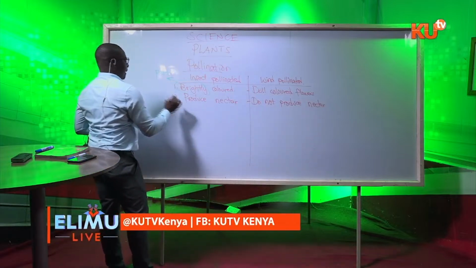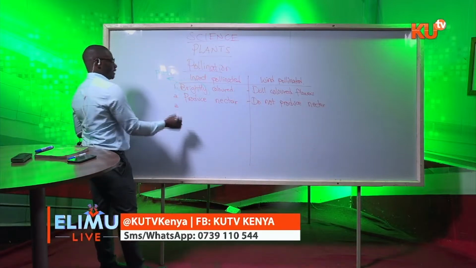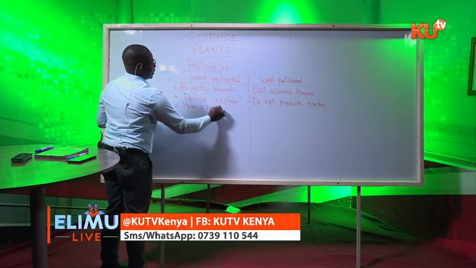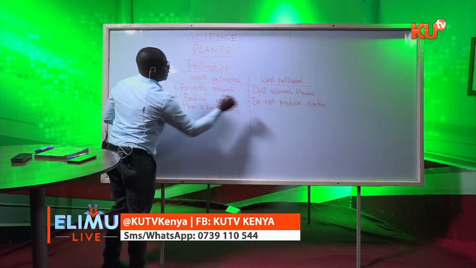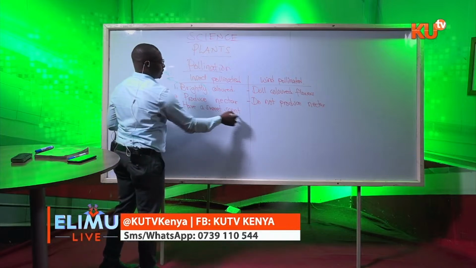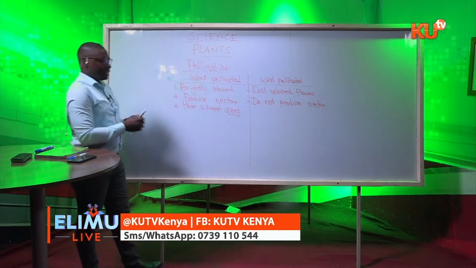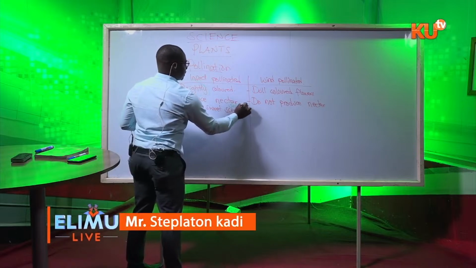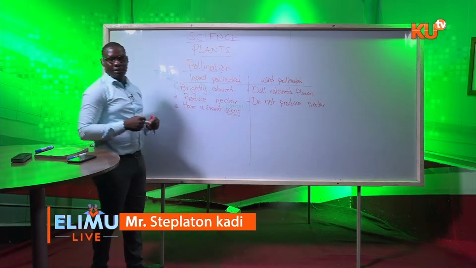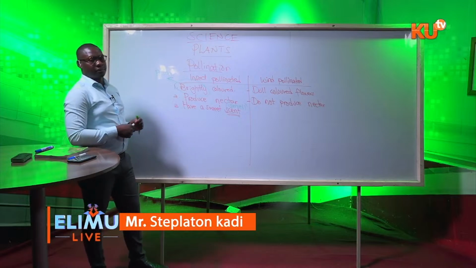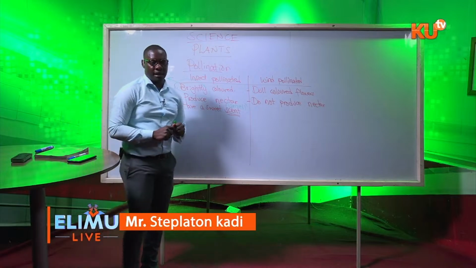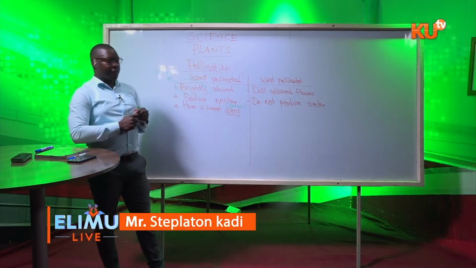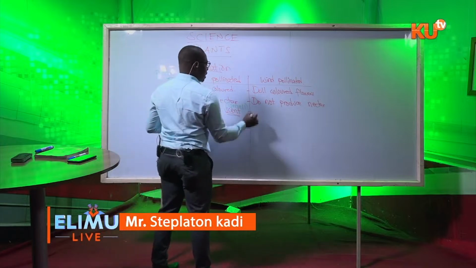Number 3, insect pollinated flowers have a sweet scent. Scent here means smell. It is the same as saying they have a good smell. That sweet scent or sweet smell will attract the insect to come to the flower. Wind pollinated flowers do not produce scent.